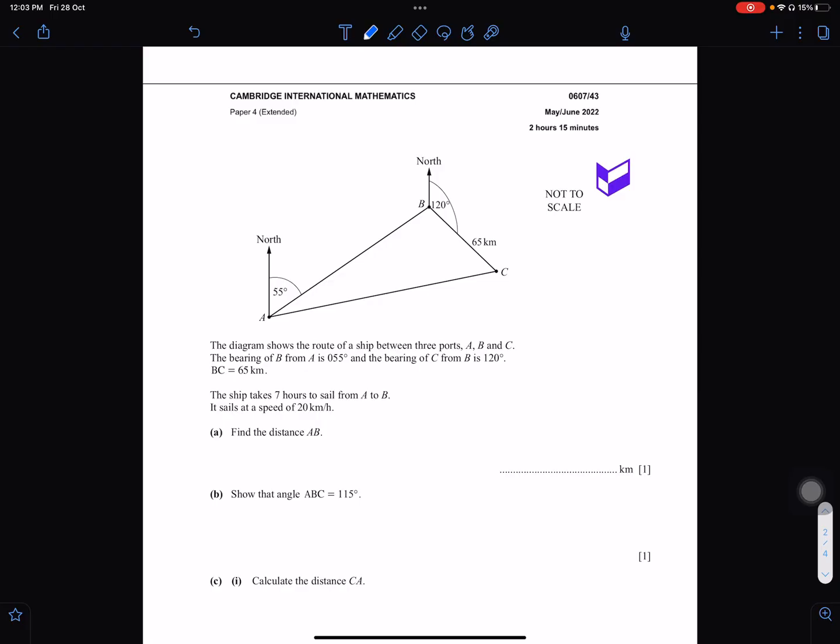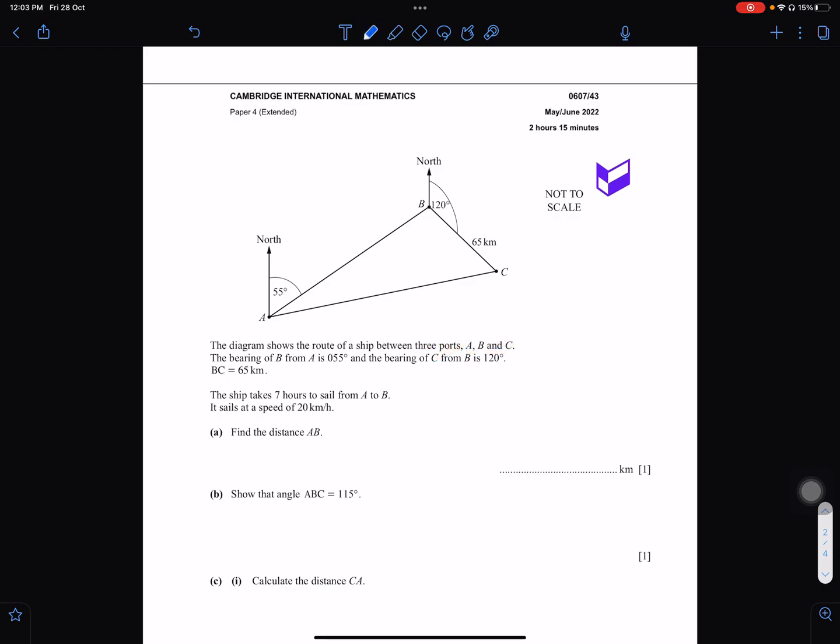To continue with our series of most likely questions for your upcoming international maths exam, today we're going to solve a 12 marker question from the May-June 2022 paper, and it belongs to the topic bearings, or you can call the major topic trigonometry. The diagram shows a route of the ship between the three ports A, B and C.